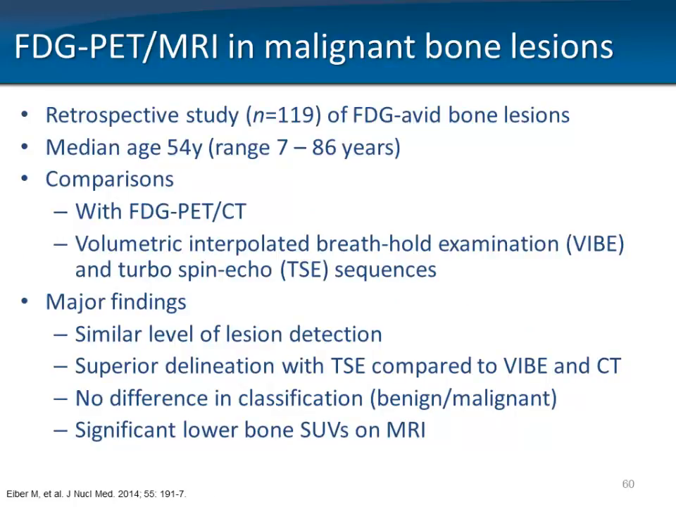The next study was a retrospective study, and it was not exclusive to pediatric patients. As you can see, there was a very wide range, between 7 and 86 years of age, but I show it to you because it included patients with FDG-avid bone lesions, so very relevant for what we are discussing. They compared to PET CT, and they also compared MRI sequences. They compared VIBE to turbo spin echo. And the major finding was that, again, there was a similar level of lesion detection. The spin echo sequence was better than VIBE, and it was also better than CT when you wanted to delineate a lesion. However, there was no difference in calling a lesion benign or malignant. It was the same. And they did find significantly lower SUVs for bone on the MRI machine.